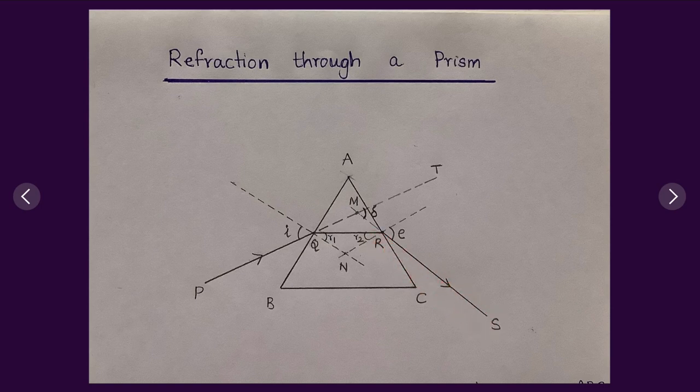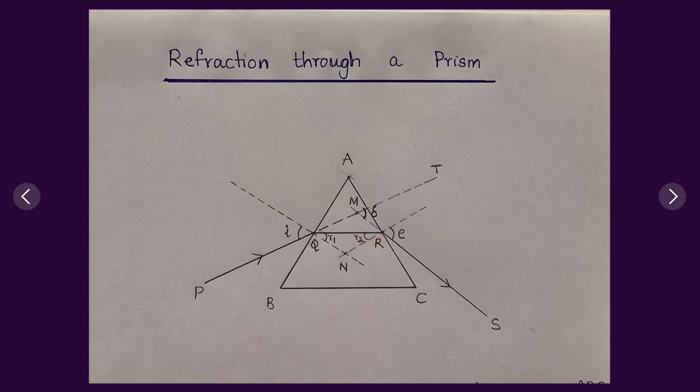and it goes along RS. Now, if you see, I is greater than R1 because it goes from rarer medium to denser medium. Therefore, the angle of incidence is greater than the angle of refraction. But at the second surface, E is greater than R2. Why? Because it goes from denser medium to rarer medium. Here E is greater than R2.